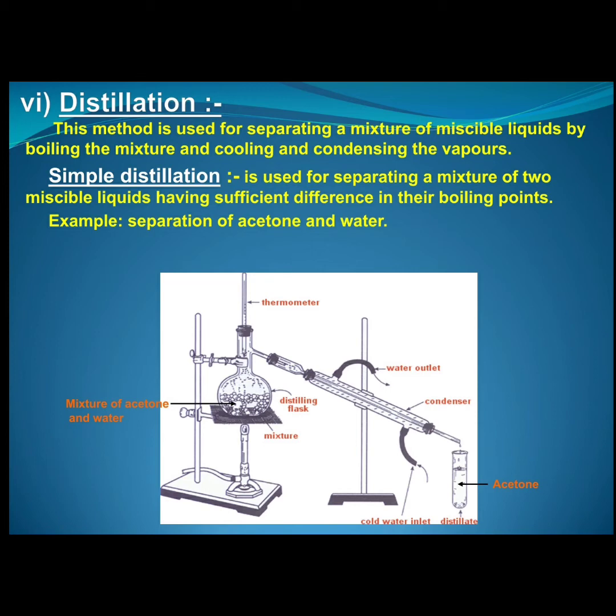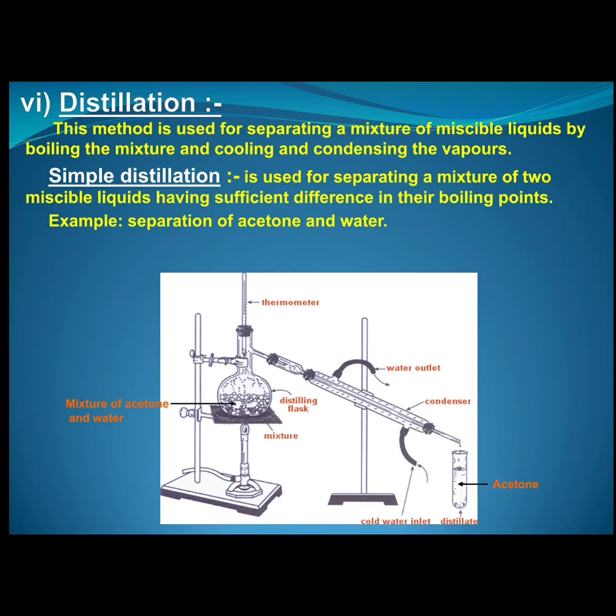So in the same way, firstly the liquids are heated. The volatile liquid means the liquid having a very low boiling temperature, it evaporates and then it is condensed to separate out. And the caution is we should not heat it too much, otherwise the vapors of both the liquids will get mixed and our process of separation will not occur.